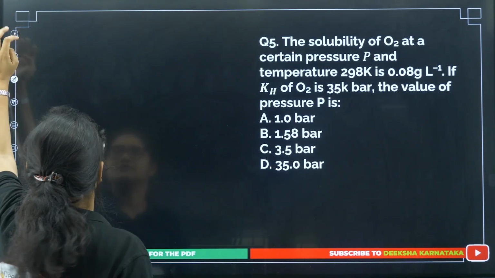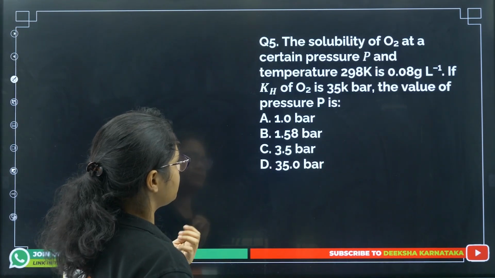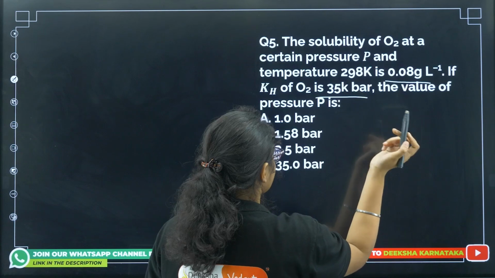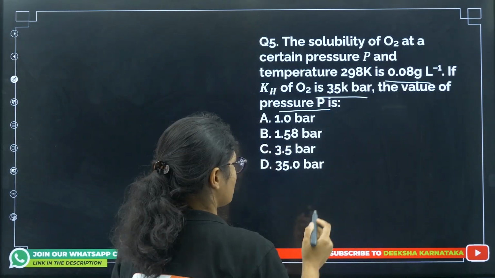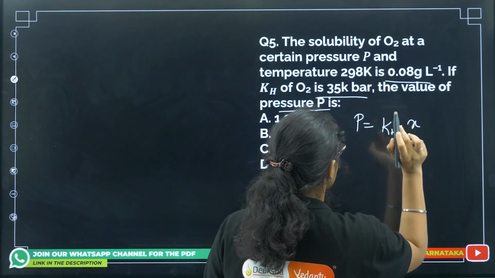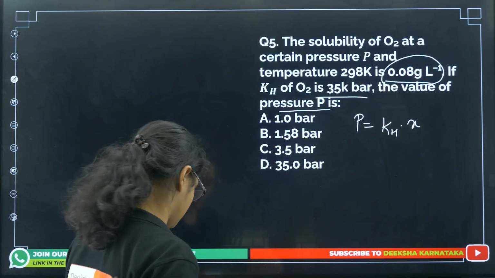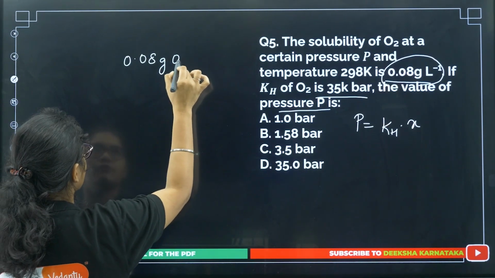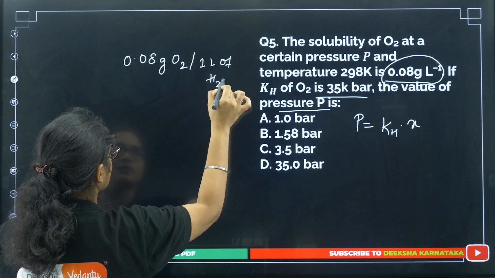Now coming to the next question. Question number 5. The solubility of O2 at a certain pressure P and temperature is given to us. If Kh of O2 is 35 kilobar, the value of pressure P is? So again, this is Henry's law constant, Henry's law formula. P is equal to Kh into mole fraction. Here a trick is there, that is this one, grams per liter. What does it mean? That 0.08 grams of oxygen in 1 liter of water, right?